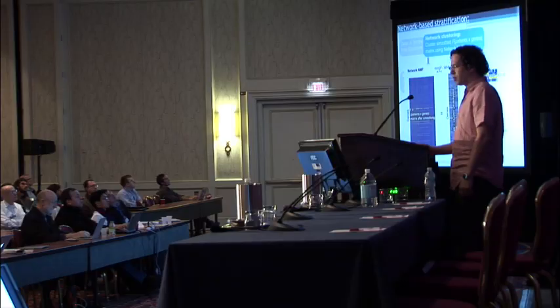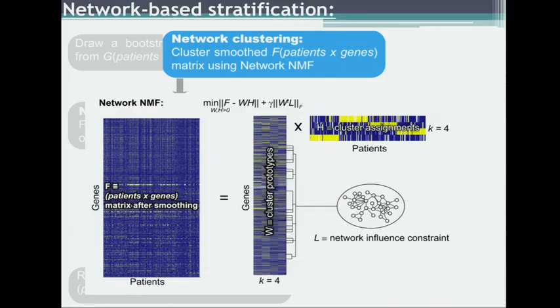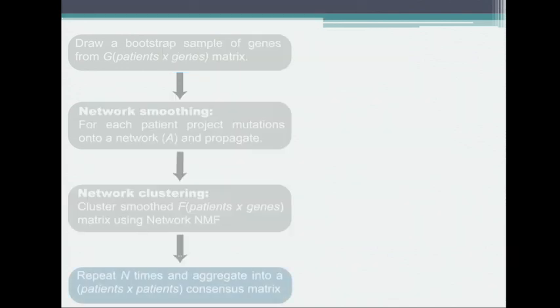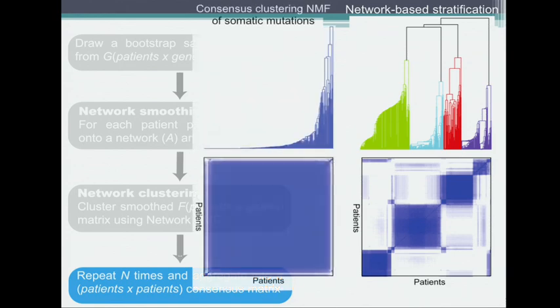On these propagated features, we next apply a network clustering approach, which is basically an NMF with an added regularization layer for a network. And for anybody not familiar with NMF, you should just think about a fancier k-means. So we basically do a fancier k-means with a network. Finally, when we aggregate the results, we get something that actually seems to contain information, as opposed to the same data when we apply consensus clustering NMF out of the box.